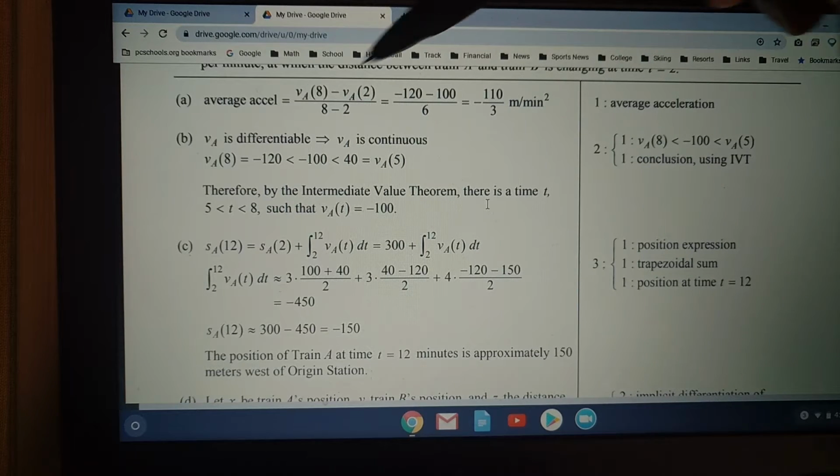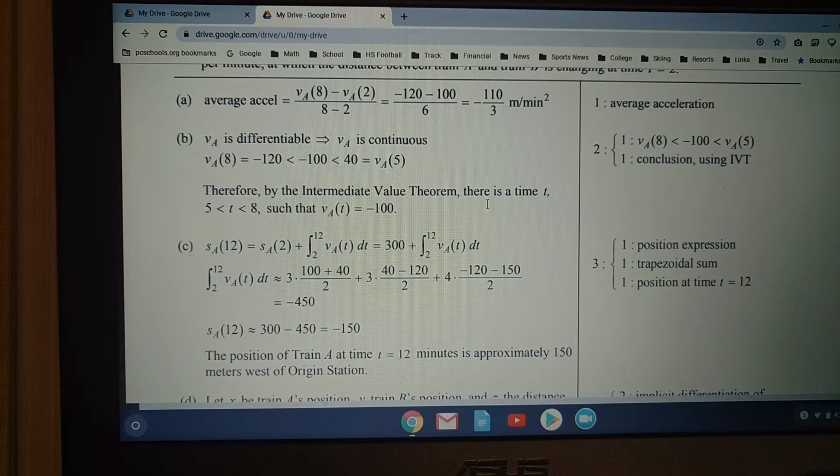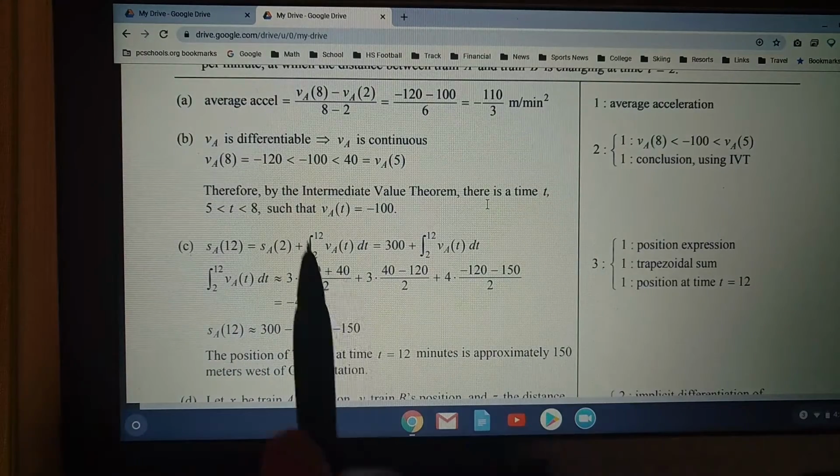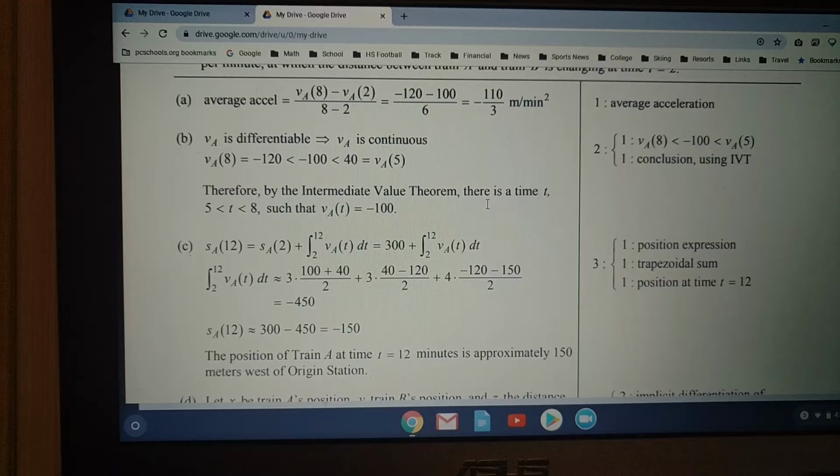You need to include that it's continuous and differentiable, and you need to use the IVT there. So if you didn't say continuous and differentiable, you don't get your IVT point. If you don't reference the IVT, you don't get that point either.